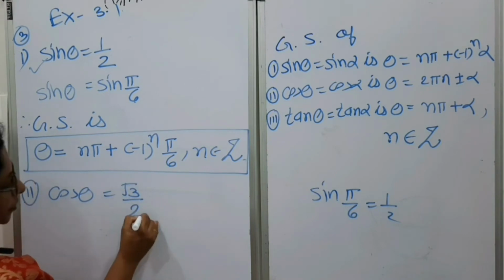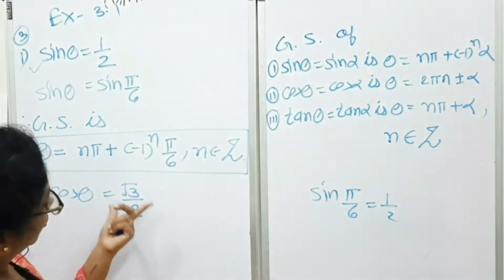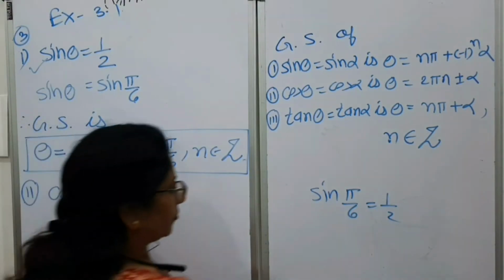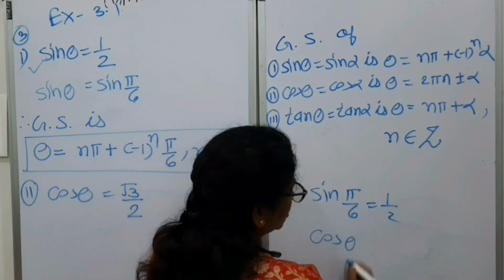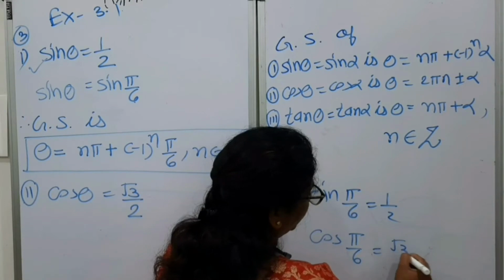Now second is cos theta equals root 3 by 2. Again we have to find cos alpha. So for what value of alpha is the cos ratio root 3 by 2? We know cos pi by 6 is root 3 by 2.